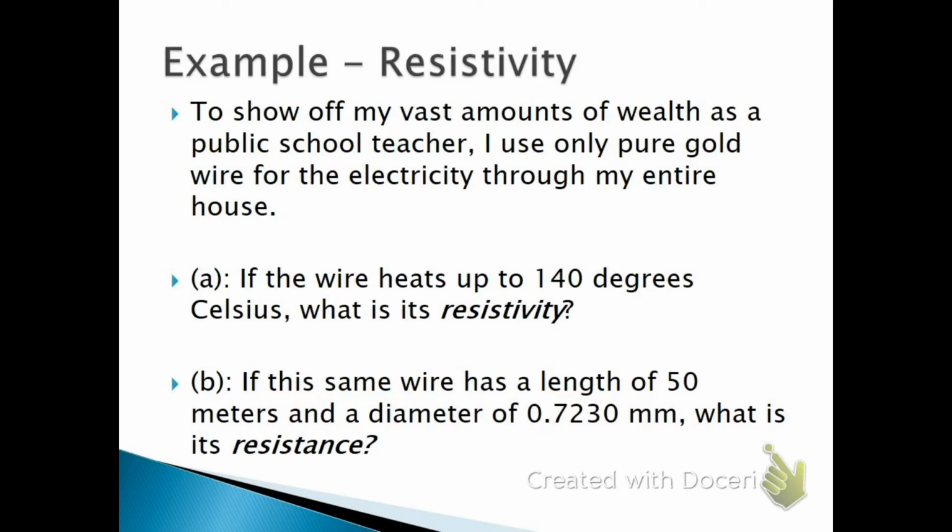So let's say it has a length of 50 meters and a diameter of 0.723 millimeters, less than a millimeter. What is its resistance? Well, this one's going to be pretty much a simple plug and chug into my resistance equation. The area of a circle is pi r squared, and now I just need to plug in my values.